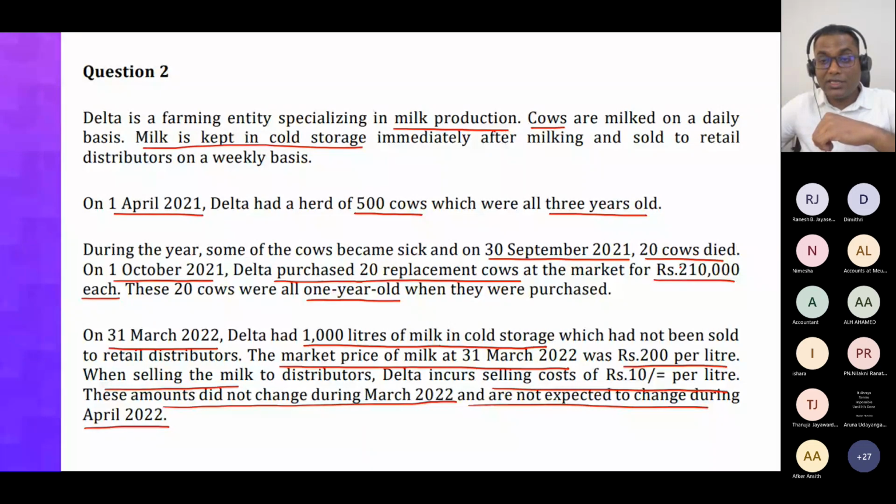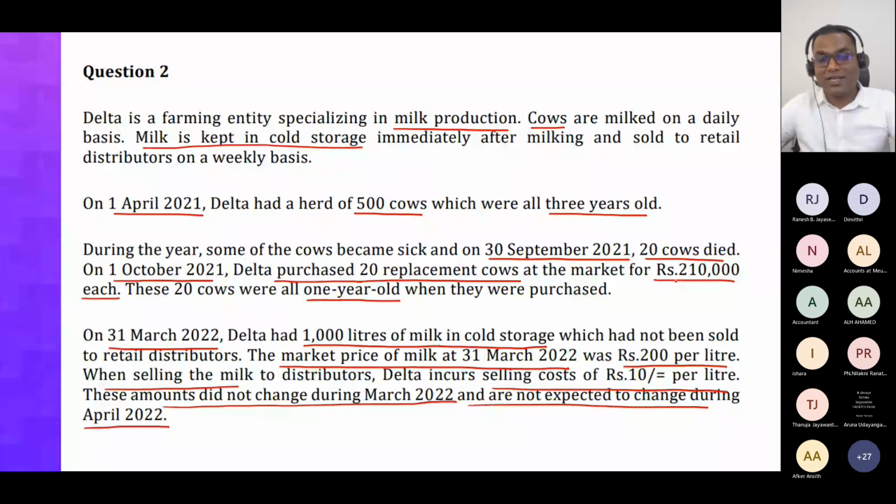What is the price at which they bought these 20 cows? One cow 210,000, and these 20 cows are 1 year old when they were purchased. That means you have the initial recognition of a biological asset. Now, how to measure the biological asset at the initial recognition? Yet again, fair value less cost to sell. What is the fair value? 210,000, the purchase price. But it has to be measured not at fair value.